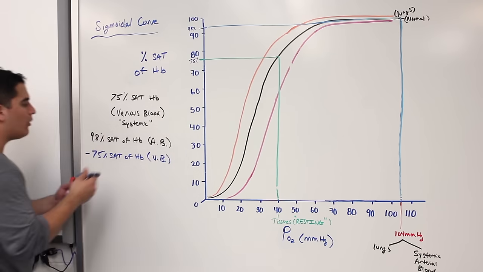Okay. So in this video, we talked about a lot of different things. We went over the graphical representation of the Bohr effect, the Haldane effect, and the normal external and internal respiration, doing a lot of boring math. But I hope it made sense, guys.